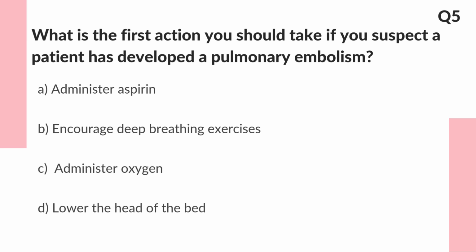Then we have question number 5 in front of us. It's also somewhat related. It asks about your first action if you suspect a patient has developed pulmonary embolism. In most cases, I would say, when a question has terminology like when you are suspecting, when there is a chance, I would advise you to ignore that and then look for the real keyword here. The real keyword is pulmonary embolism.